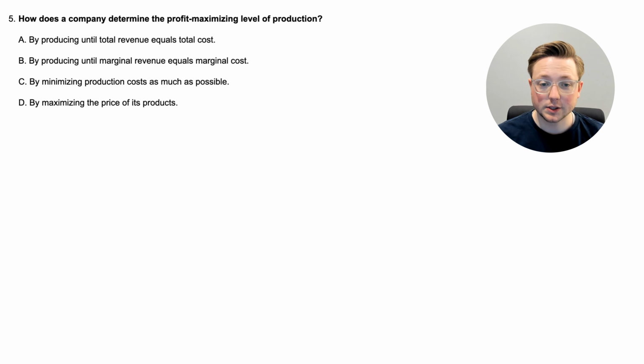Option A, by producing until total revenue equals total cost. Option B, by producing until marginal revenue equals marginal cost. Option C, by minimizing production costs as much as possible. Or option D, by maximizing the cost of its products. Okay, so again, profit maximizing. I bet that if you just pause this and think through these different options, you will definitely see that 1 or 2 of them are more obviously correct than the others. That happens all the time with audit. If you want, pause the video, think through this, and when you're ready to come back, we'll look at the answer together. Okay, here we are.